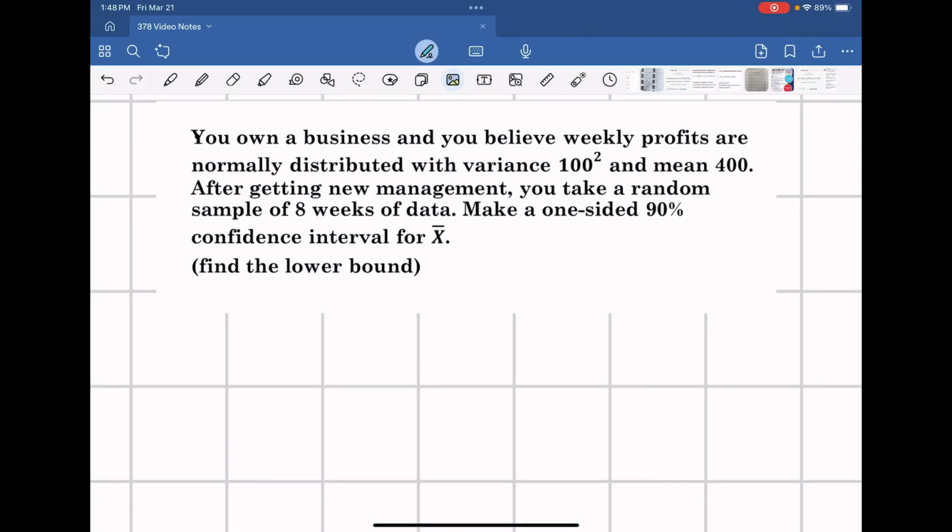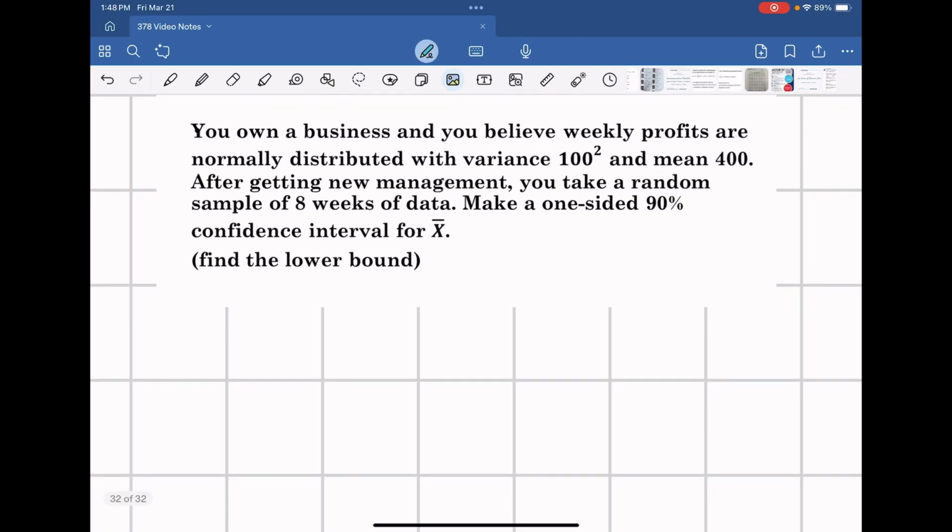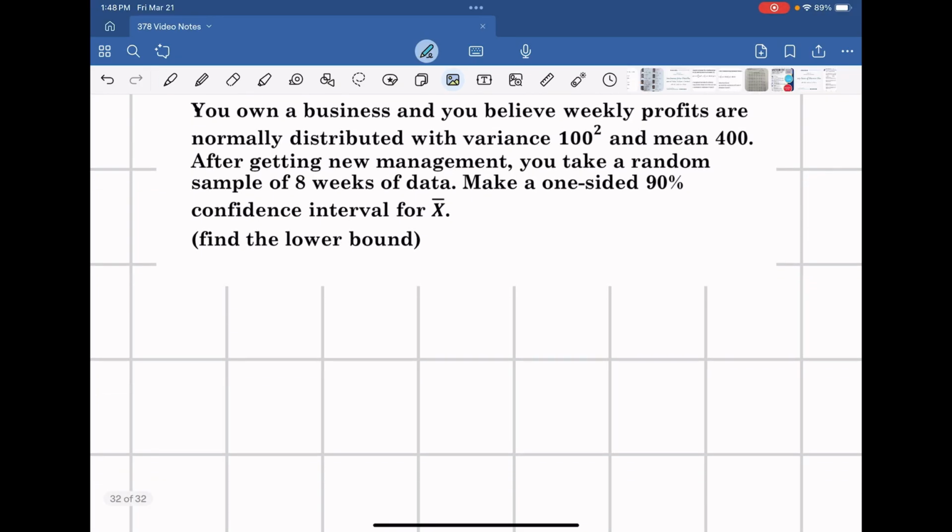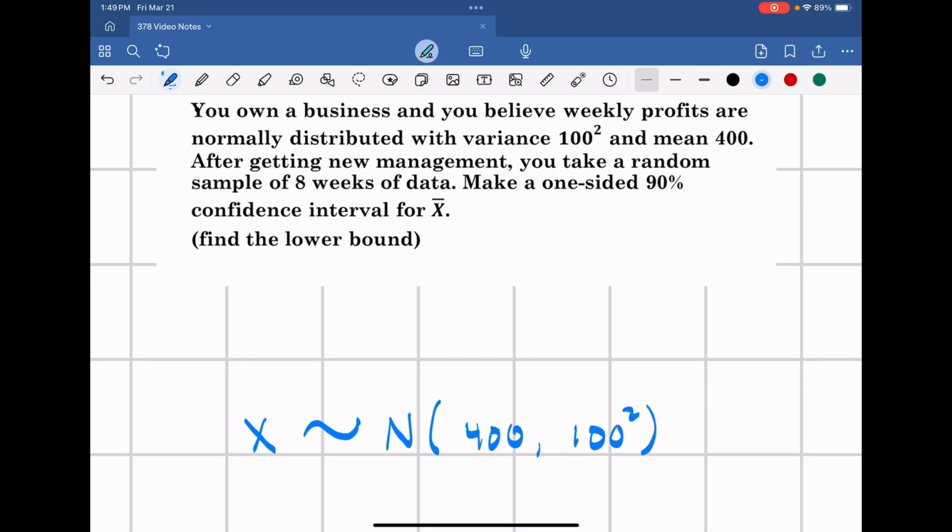Here's an example where you own a business and you believe weekly profits are normally distributed with a variance of 100 squared and a mean of 400. So let's just quickly write out what that is. We believe that X is distributed normally with a mean of 400 and a variance of 100 squared.